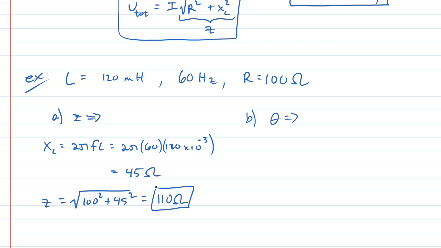Alright, for the angle, we're going to just be doing the tan inverse of our XL, which is 45, and dividing that by 100. Okay, working that out, we get an angle of 24 degrees. There we go.